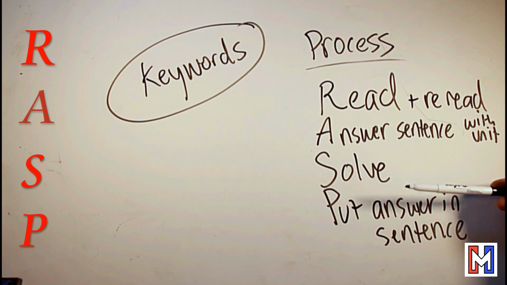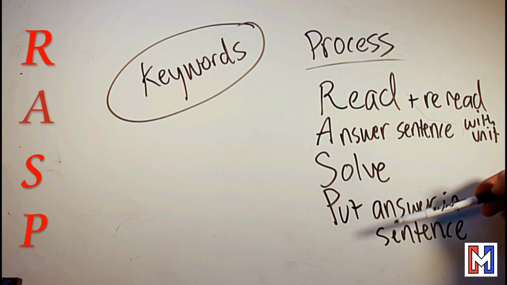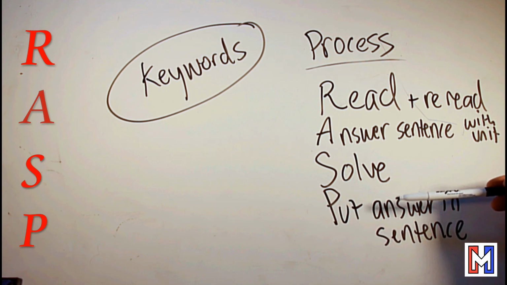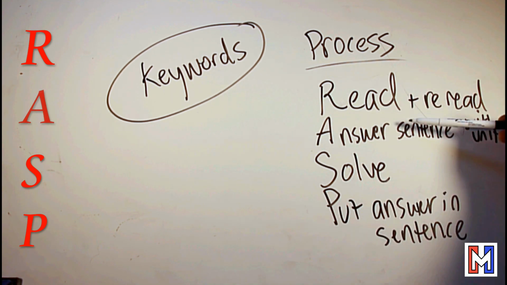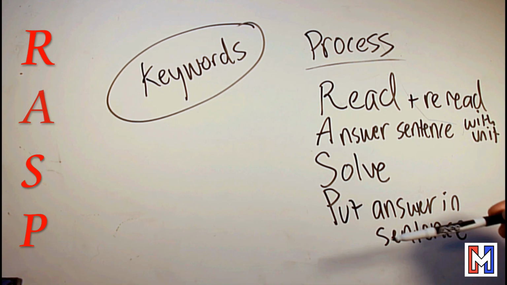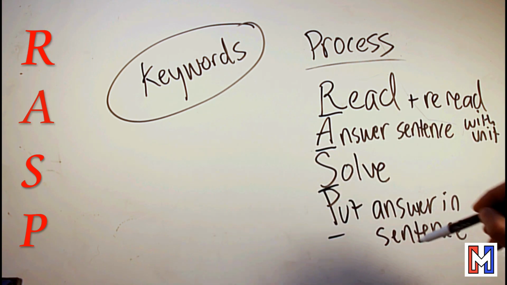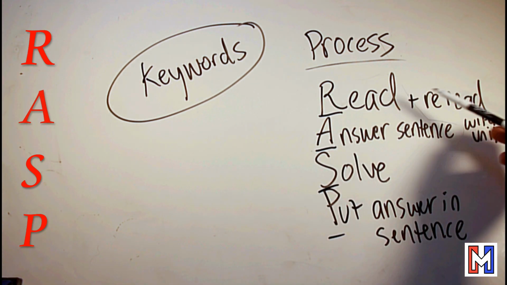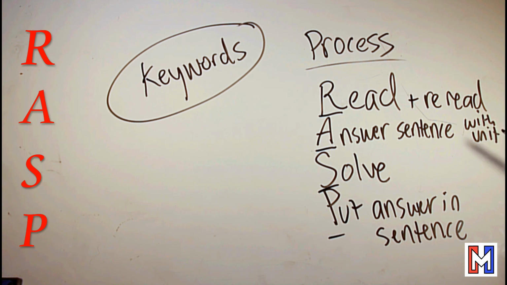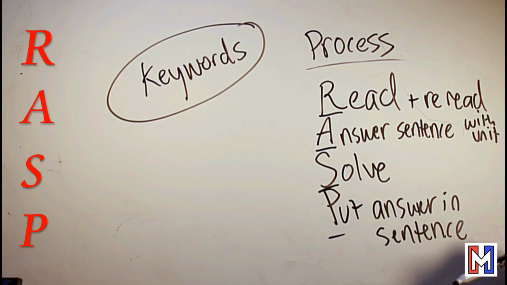They solve it, but then they forget to put their answer in their answer sentence. And I see their work on a separate piece of scrap paper, but they never put it on the test with their answer sentence. So make sure you don't forget that step. It's RASP, R-A-S-P: read, reread, answer sentence with unit, solve, put answer in the sentence.